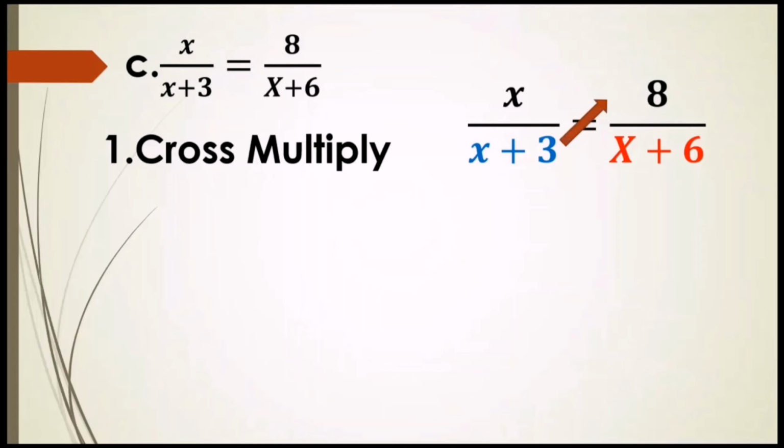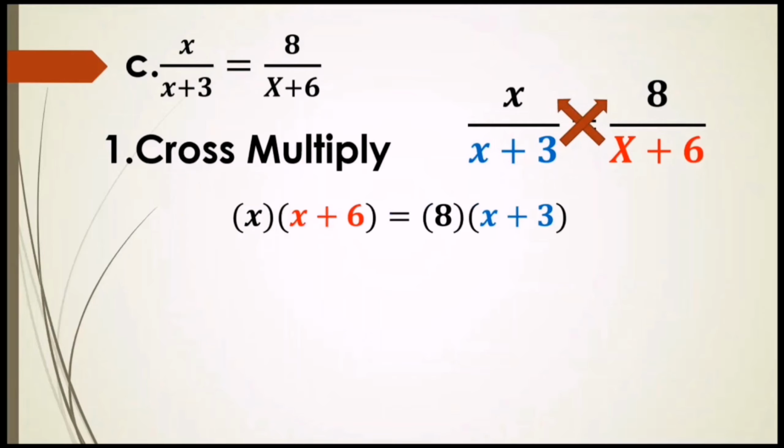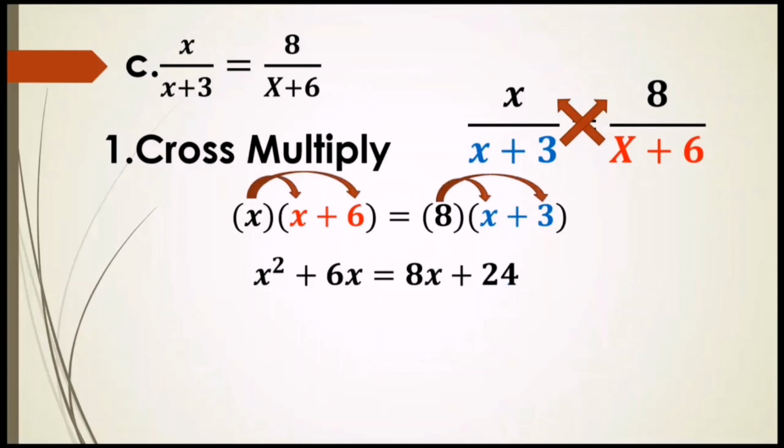8 multiplied to x plus 3, and then x multiplied to x plus 6. So x times x plus 6 is equals to 8 times x plus 3. And after that, you distribute x and 8. So on the right side, you distribute 8, and then on the left side, you distribute x.